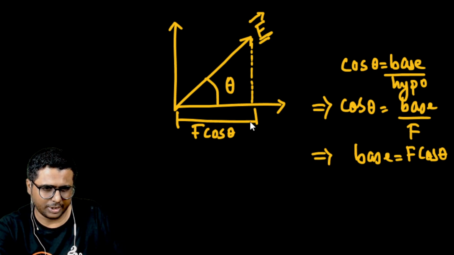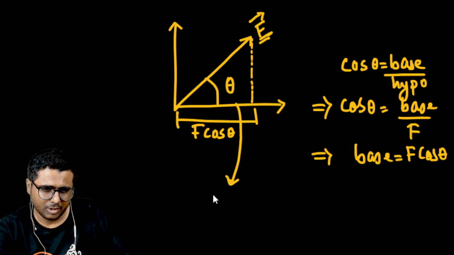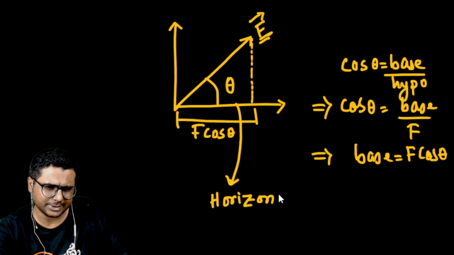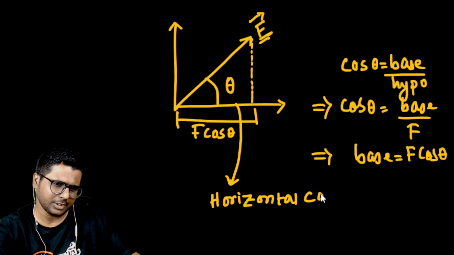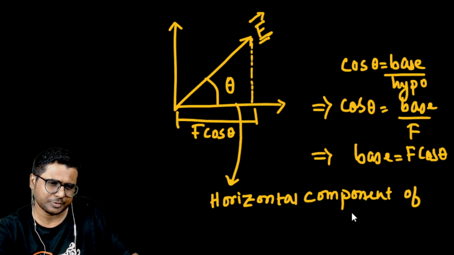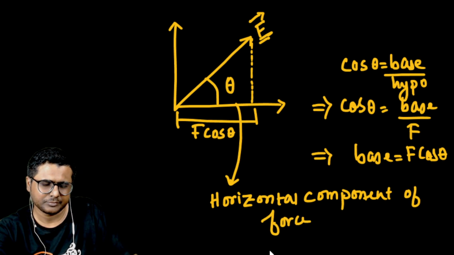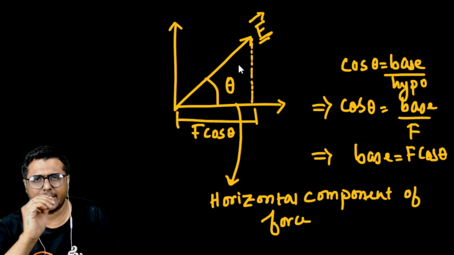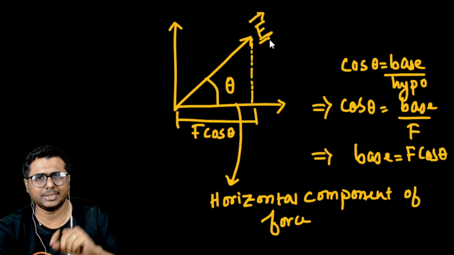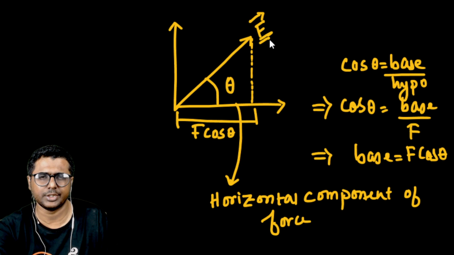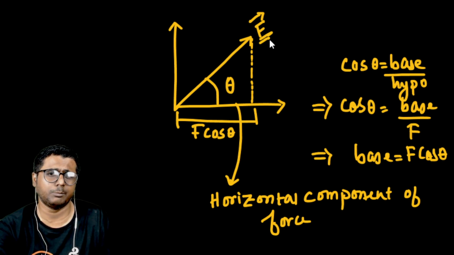Now this part is called the horizontal component of force. Horizontal because it is on the x axis, that is horizontal component of force. So many a time the force is not going to act horizontally or vertically, it will act in an inclined position like we have shown over here. That time we have to split the force into two components. One is the x component or horizontal component, another is the y component, which is called the vertical component.